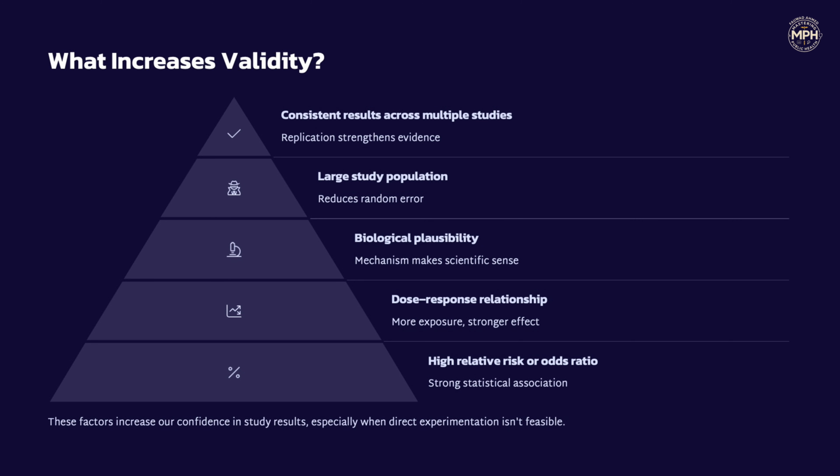What makes results more trustworthy? Despite these challenges, there are ways to strengthen conclusions: a strong association, a clear dose-response relationship, a biological explanation that supports the finding, a large study population, and consistent results across multiple independent studies. Together, these build a case for causation, even when true experiments aren't possible.